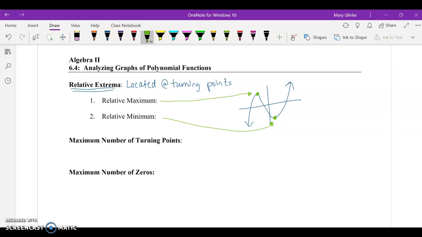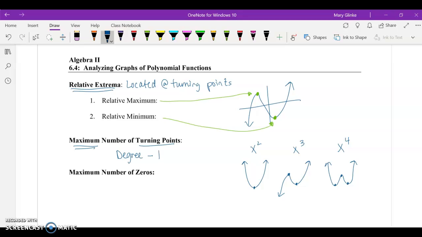So we've been graphing things like x squared in the past. Now, when we graph x squared, we normally would get a parabola. X to the third is going to look somewhat like this, and x to the fourth is going to be a parabola with a couple wiggles in it. So these all have different number of turning points. X squared has one turning point, x to the third has two turning points, and x to the fourth, this graph has three turning points. So the maximum number of turning points is going to be whatever the degree of the polynomial is, minus 1.